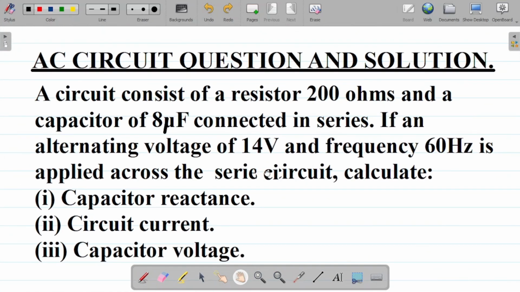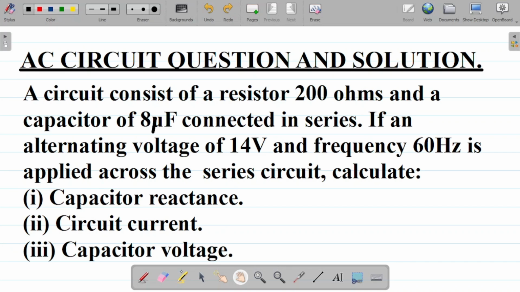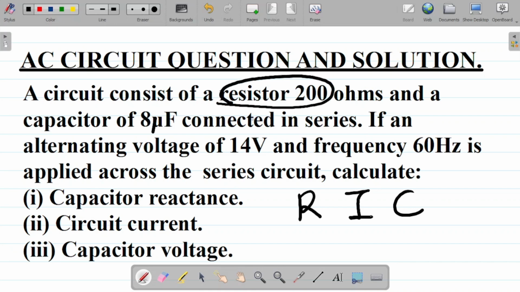In the last class, we discussed that there are three key elements of an AC circuit: the resistor, the inductor, and the capacitor. If I look at this here, you can see that we can find resistor here. That's R. We can also find capacitor here. That's C. There is no inductor. In essence, this circuit here is an RC circuit.